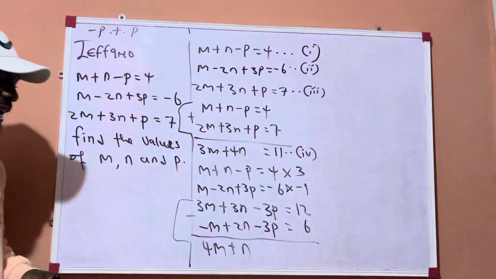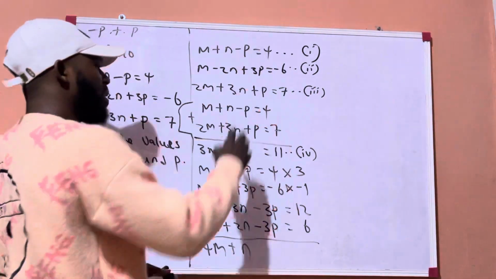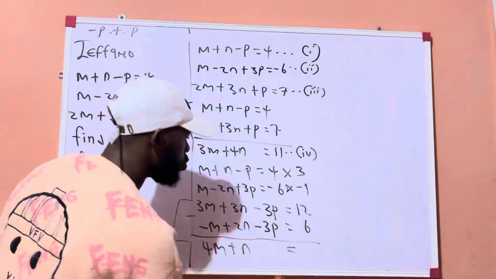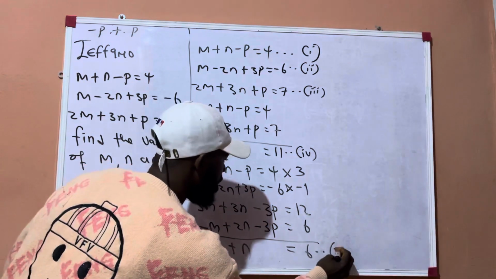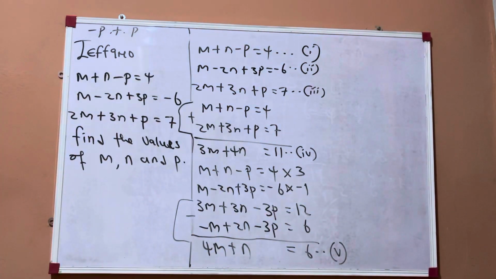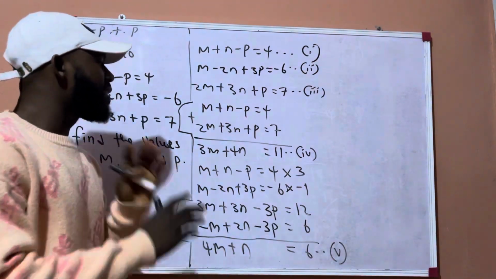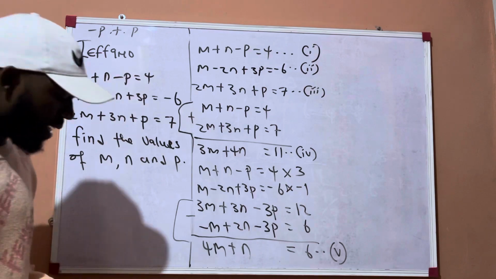So what does that mean? It means p has been eliminated. Just the same way p was eliminated in equation 4. Now, what do we have here now? Equal to 12 minus 6 gives us 6. Automatically, this becomes equation 5. Now, you will notice that in equation 4 and equation 5, there is no p. p has been eliminated. So, what do we do next now?